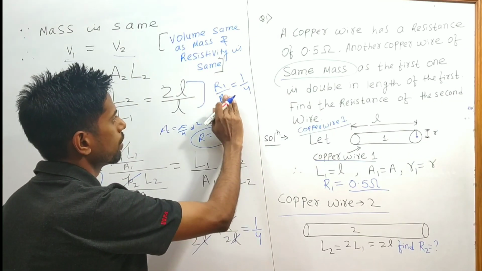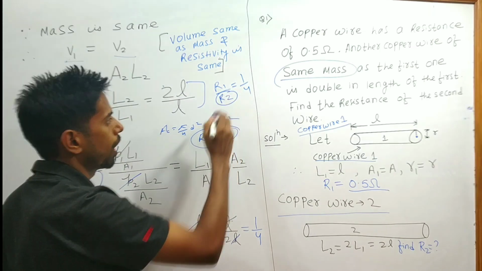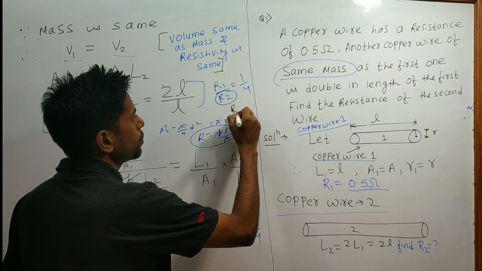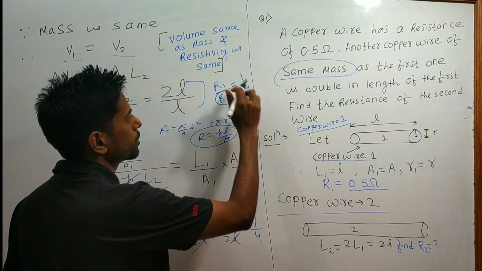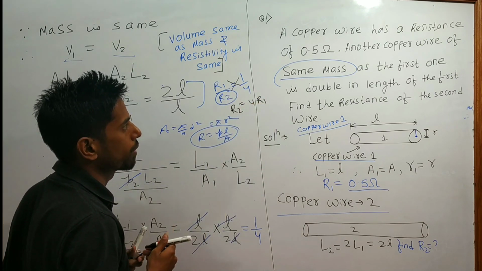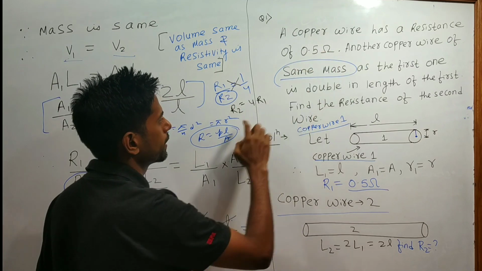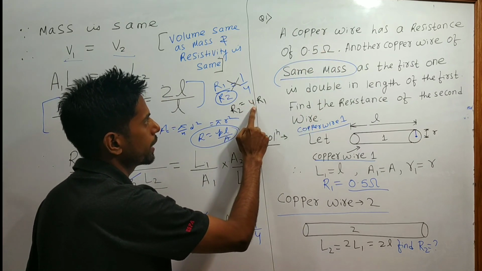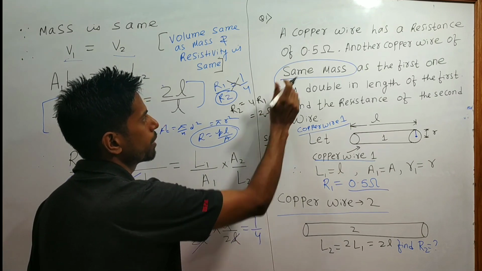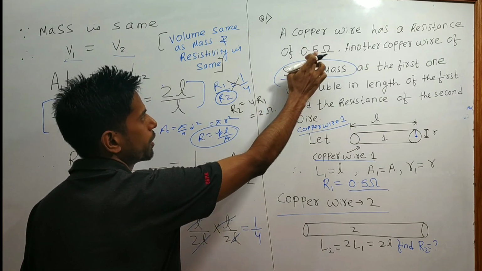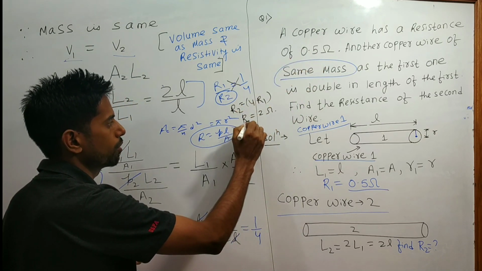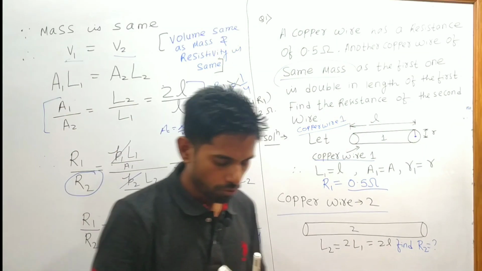Now you have to find this R2. How to find this R2? Very simple. Cross multiply it, R2 is equal to 4 times R1. And R1 is given as 0.5. Therefore R2 is equal to 4 into 0.5, that is 2 ohm. 4 into 0.5 is how much? 5 4s are 20, 2.0. This will become 2 ohm, 4 times R1. So this is the value of resistance. You copy it, okay? We will do the next question.